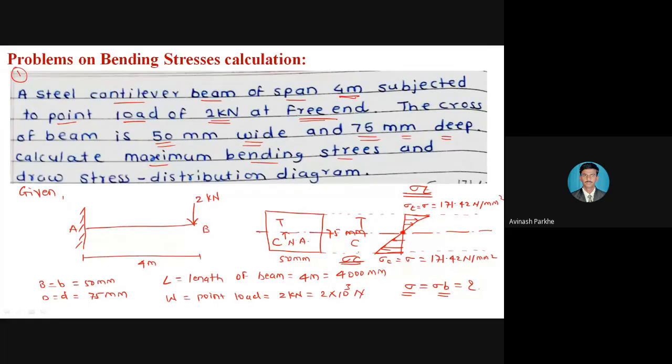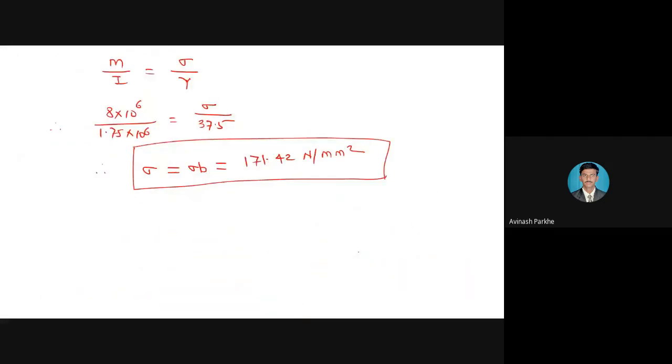Similarly, whether the compressive stress is present above the neutral axis or below the neutral axis, it is to be represented at the left side of the vertical line. So this is the first problem based on the cantilever beam, where the rectangular section is given, and by using that rectangular section and the type of beam, we have calculated the bending stress. It is 171.42 Newton per mm square. Okay, so this is the first problem.